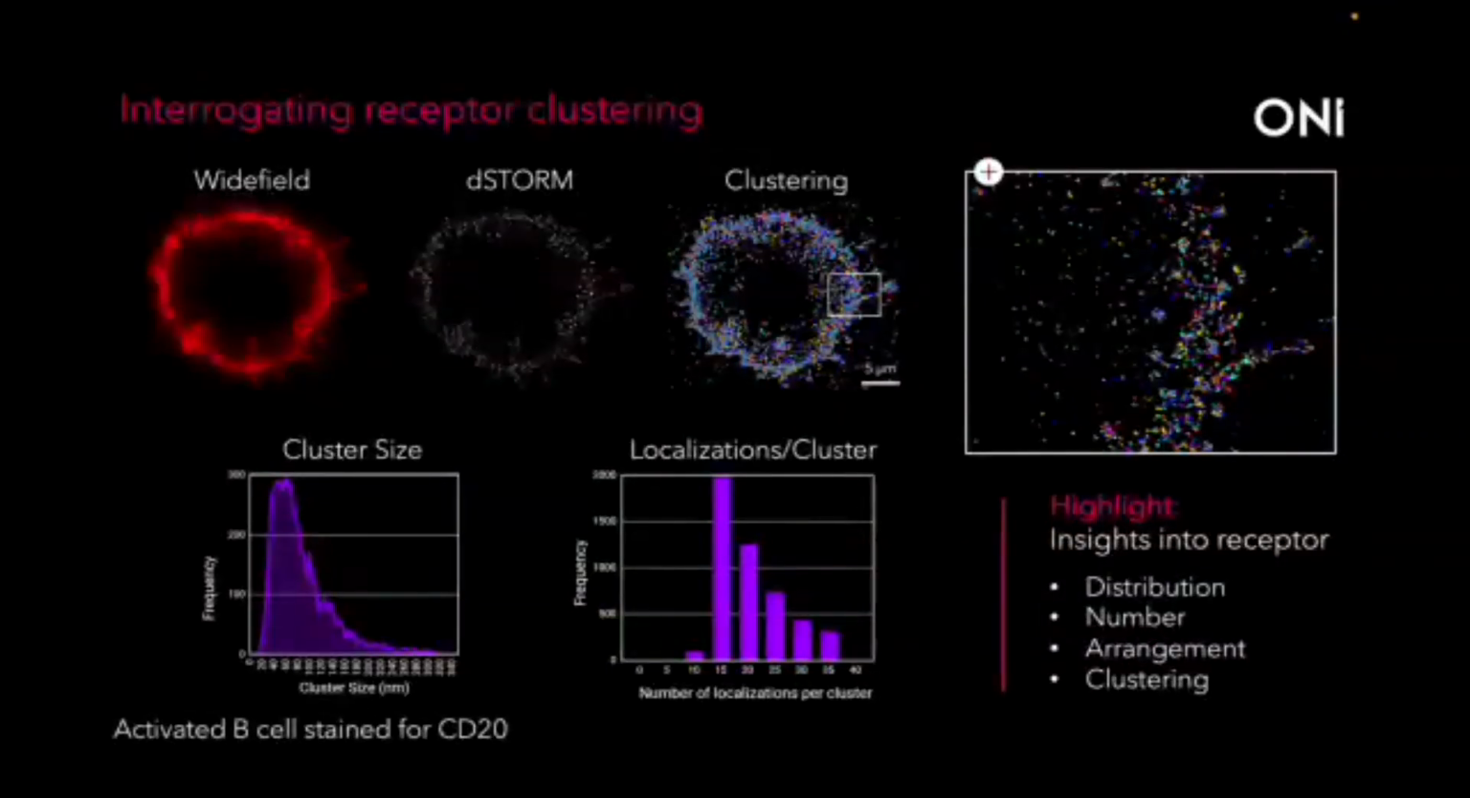So this is another example here where we have data from ONI, where we have an activated B cell stained for CD20. I put this in to give an indication of the kind of information that you can expect to get through clustering. So you can look at things such as the cluster size. You can look at their various locations within the cell. You can also look at the density, so the number of localizations within a cluster, but also the number of clusters within a given region. And not shown in this image, you can look at co-localization between different molecules.